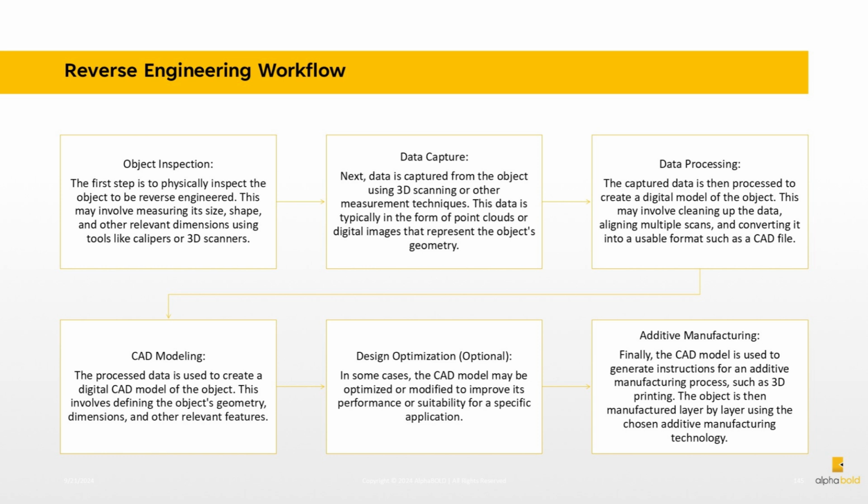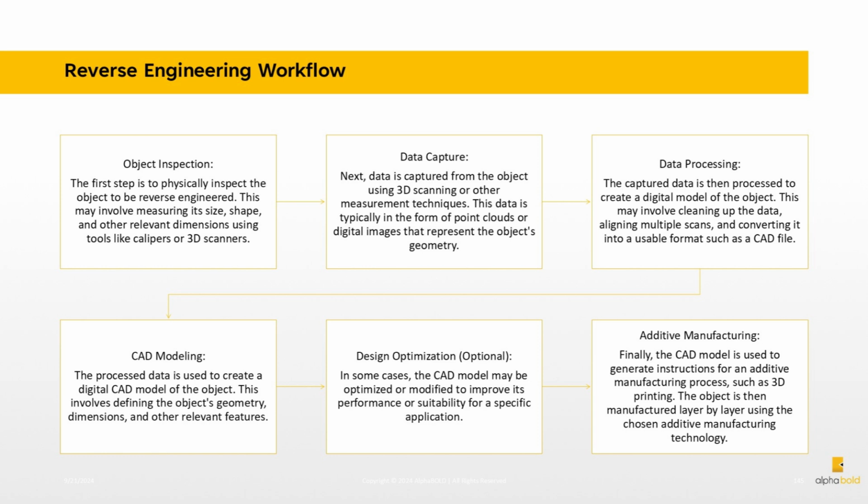CAD file. CAD modeling. The processed data is used to create a digital CAD model of the object. This involves defining the object's geometry, dimensions, and other relevant features. Design optimization, optional. In some cases, the CAD model may be optimized or modified to improve its performance or suitability for a specific application. Additive manufacturing.